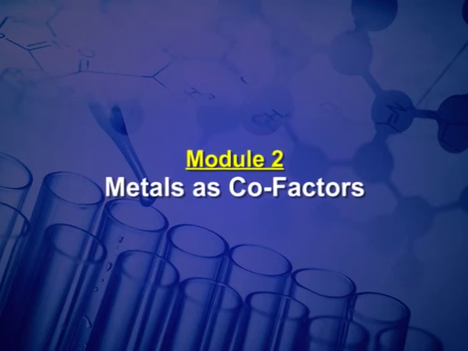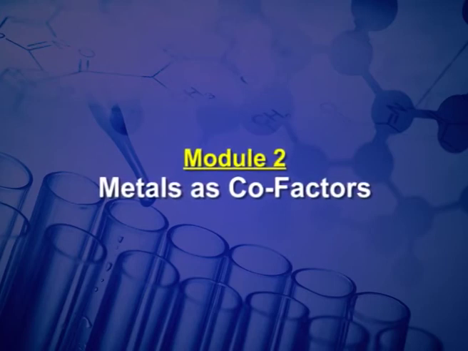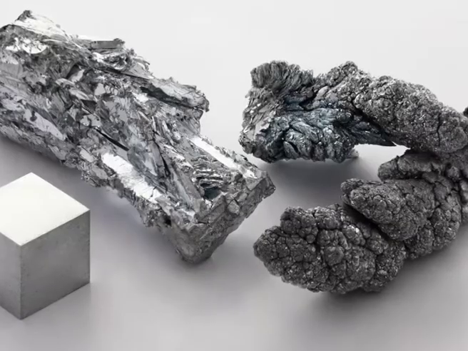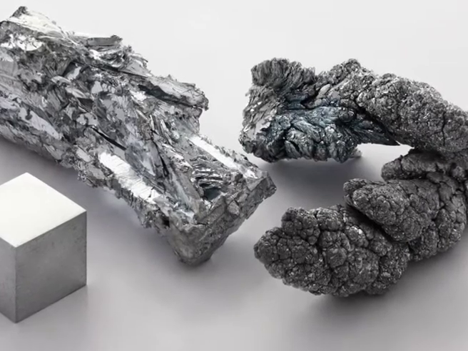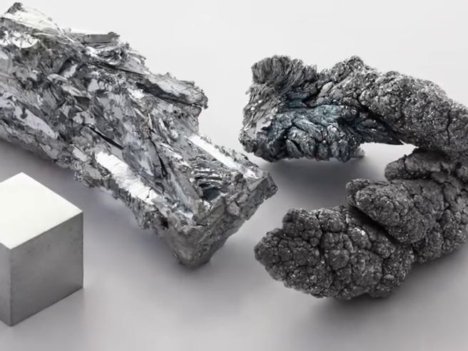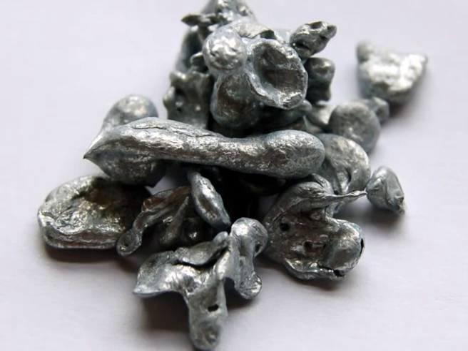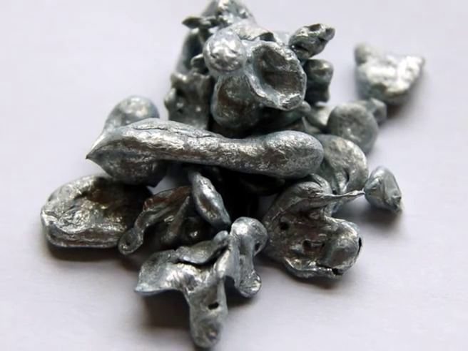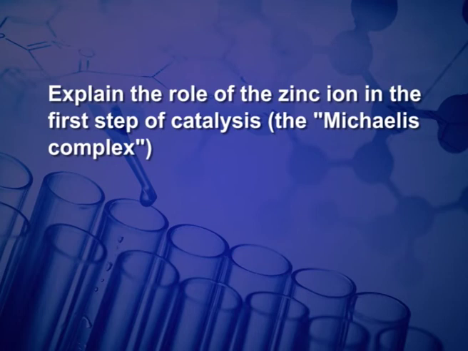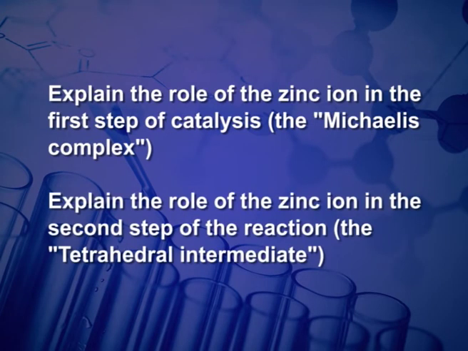Now let's begin with module 2, that is metals as cofactors. Many enzymes use metal ions as cofactors. Carboxypeptidase A is one such enzyme requiring a zinc ion for catalytic activity. Carboxypeptidase A exploits the chemistry of its positively charged zinc ion in order to increase the rate of the reaction. First, explain the role of the zinc ion in the first step of catalysis, the Michaelis complex. Second, explain the role of the zinc ion in the second step of the reaction, the tetrahedral intermediate.